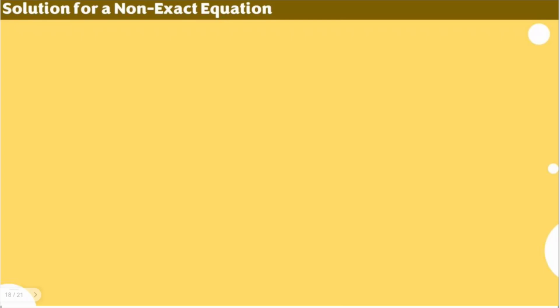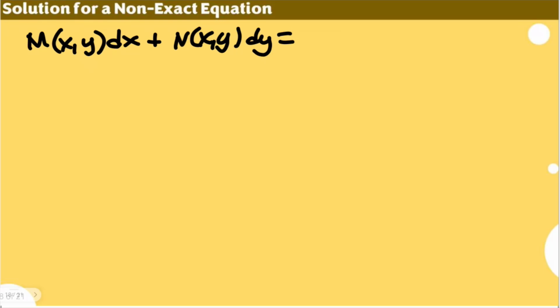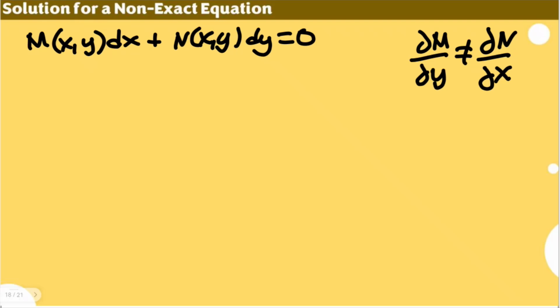Now, let's have a summary of the process in solving a non-exact equation. This equation again pertains to this form here, M(x,y) dx plus N(x,y) dy equals 0. But we're not able to establish the criteria for exact equations. You have here the partial derivative of M with respect to y is actually not equal to the partial derivative of N with respect to x. Because if it is equal, then we use the process of solving exact equations. Now, if this is not equal, we are going to use the process of solving non-exact equations. And actually, we had to use the integrating factor for the specific situation discussed in the previous video.